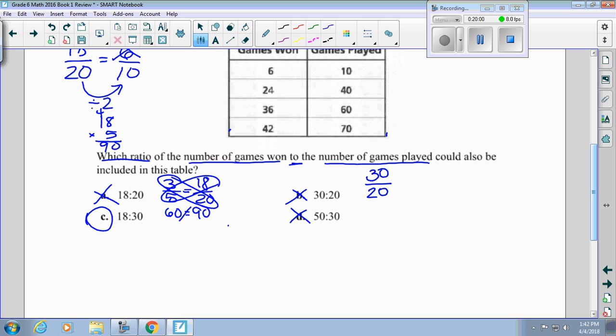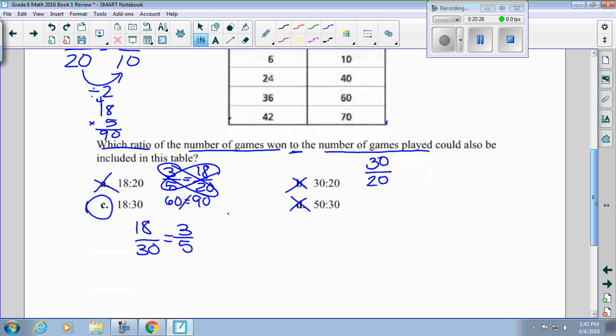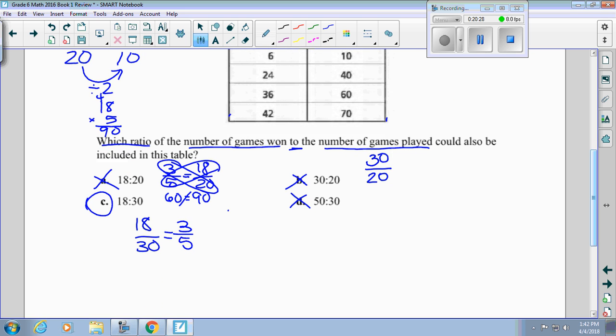And choice C, 18 to 30, let's see if that works, because by process of elimination, it must be C, but let's just check. 18 to 30, if you simplify that fraction, they both share a common factor of 6, so that would be 3/5. And we said that that's what the value of this ratio table was, 3 to 5, right? So you scale that up, it's going to be 6 to 10, whatever.